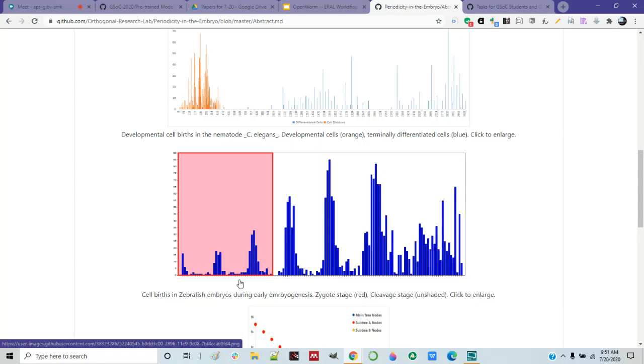This is the zygote stage here. This is the cleavage stage. And then there's this breakdown in the periodicity of cell division. So we might ask why that is. Maybe we get enough cells, or maybe it's starting to develop tissues that account for this change in regime. This is a very qualitative account, but what we want to do is link it back to the data, to the anatomy, and also describe this a little more quantitatively.